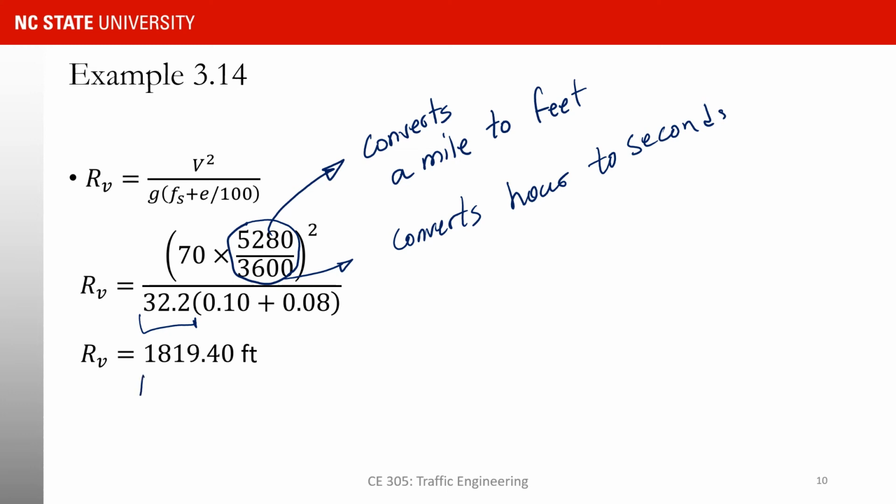So if you do the calculation and you have all the numbers right and there is no calculation error, the radius that you need for this horizontal curve is 1819.4 feet. 1819.